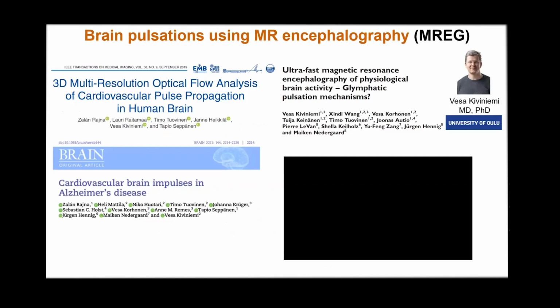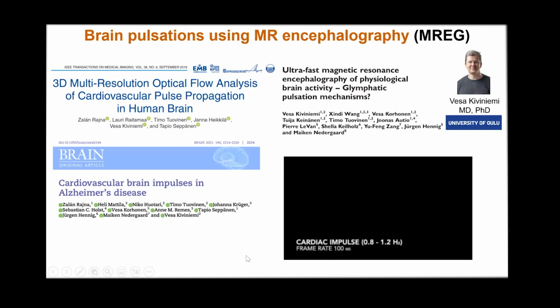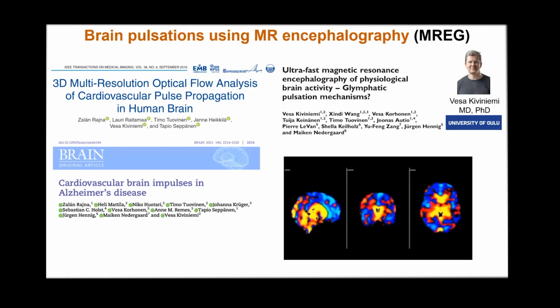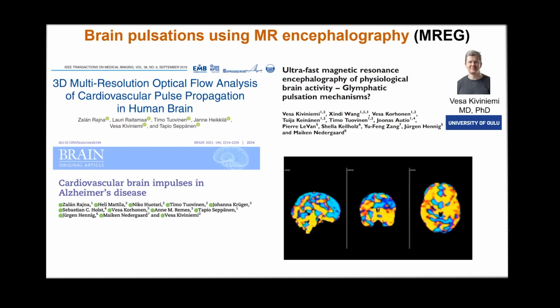This is the brain pulsations, which I mentioned, which measures the ultra fast, very low frequency pulsations using MR encephalography. So these are the cardiac impulses, like 0.8 to 1.2 hertz. The concept is that the cardiac pulsations, in part, pump the CSF from the periarterial spaces through the extracellular tissue into the perivenous spaces.